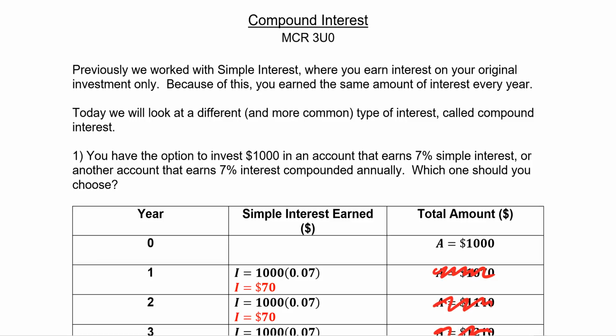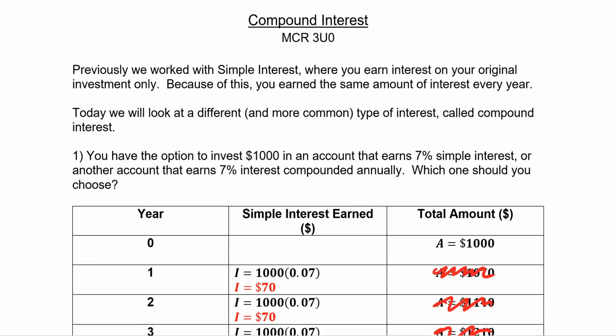Let's say you have the option to invest $1,000 into either an account that earns 7% simple interest or another account that earns 7% interest compounded annually. Which one should you choose? We'll talk later on about what compounded annually means, but for now, we'll just look at the simple interest.